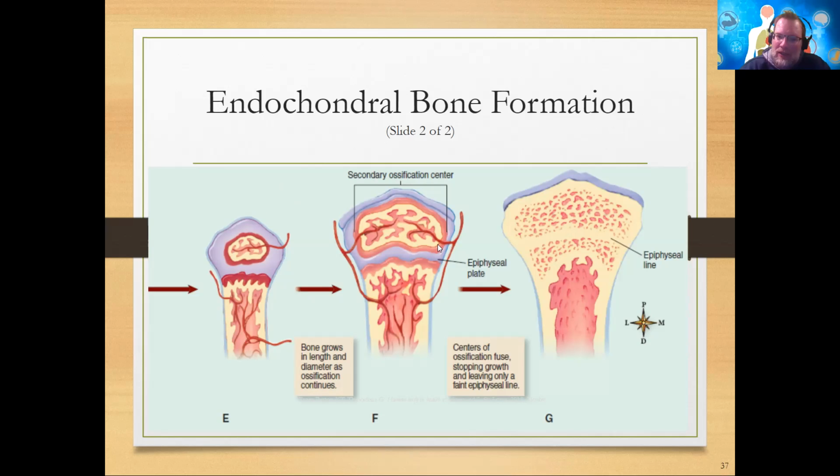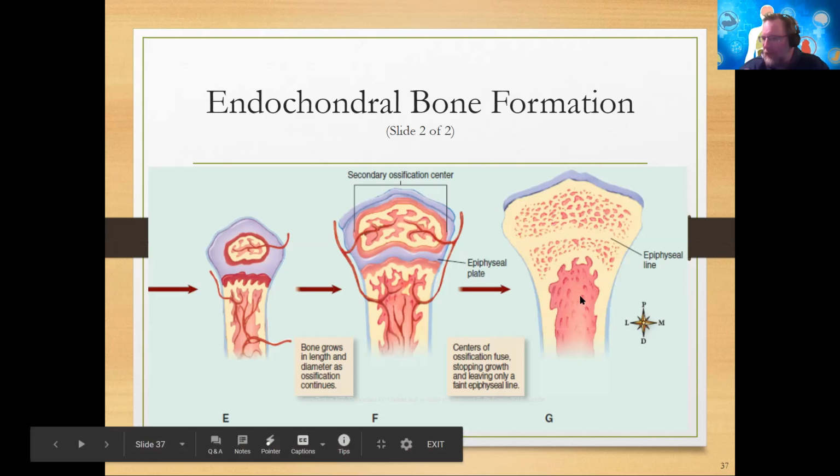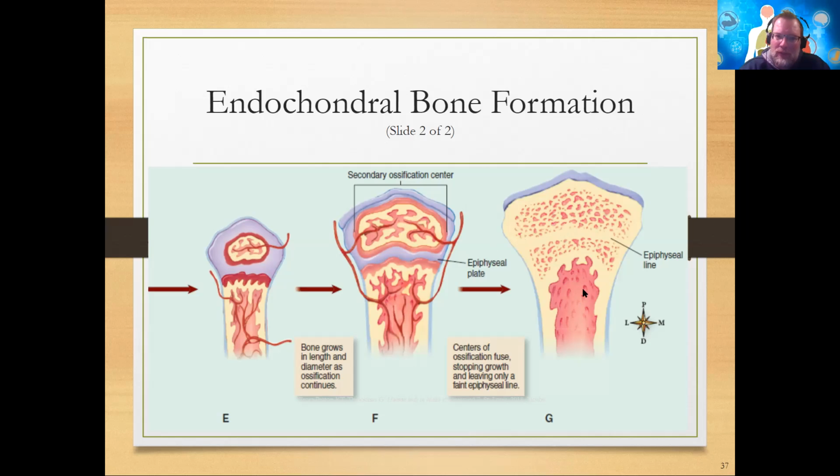And then, as we get closer to 18, 19, 20 years old, this epiphyseal plate or disc starts to become completely calcified. And now we can't really tell the difference much between the secondary ossification center and the primary ossification center. So that's what's going on with bone growth.